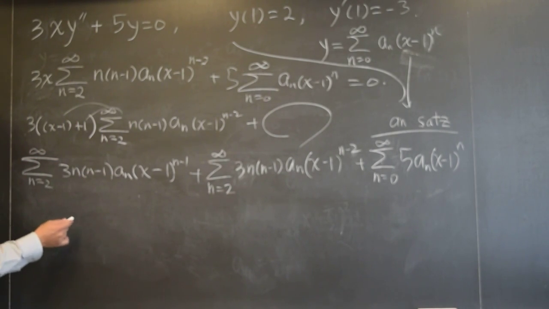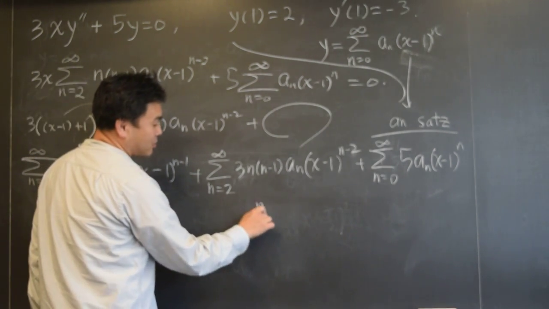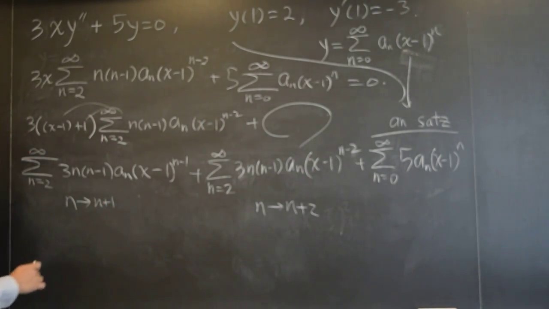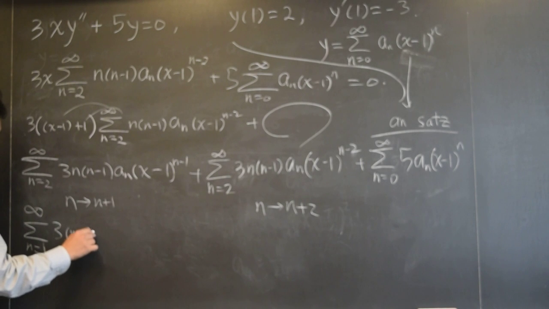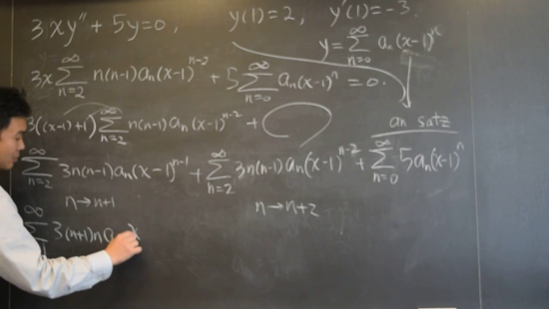So this one you have to shift: n should be replaced by n plus 1. For this one you should replace n by n plus 2 to make this into n and n. So that gives you sigma n from what? n plus 1 equals 2, if you solve for n, you get 0. n plus 1 equals 2, if you solve for n, you get 1. So 3 n plus 1 times n, a n plus 1, and x minus 1 to the nth power.